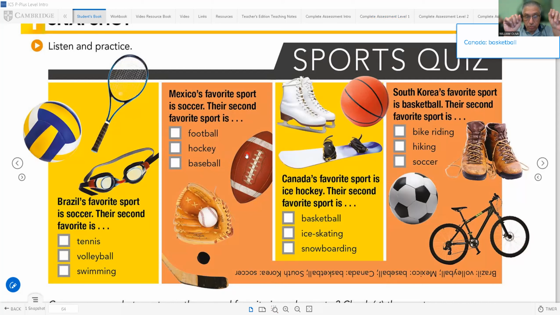Estados Unidos es el único país donde no le llaman fútbol al fútbol. Ellos le llaman soccer. Y le llaman fútbol a lo que se juega con esta pelota que tienen aquí, esta pelota que no es redonda. Then we have baseball. This is the picture. And we have hockey. It is played on ice.